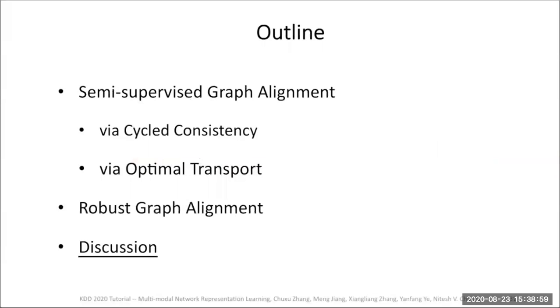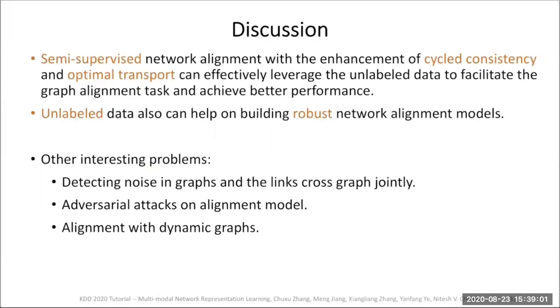In the end, we share some discussions. In this tutorial, we introduced two semi-supervised network alignment models based on cycle consistency and optimal transport. We show that both of them are helpful to improve the alignment performance. And also we show that unlabeled data can be used to build a robust network alignment model.